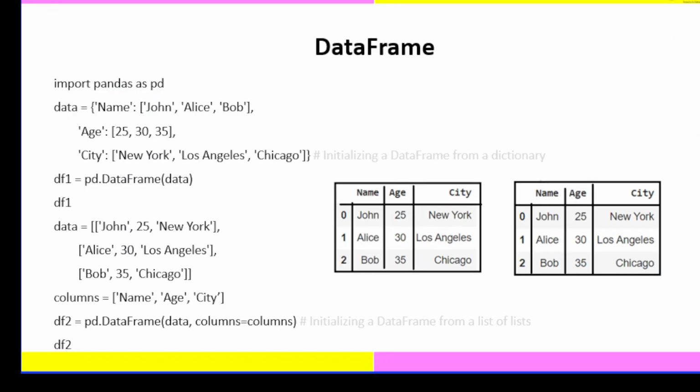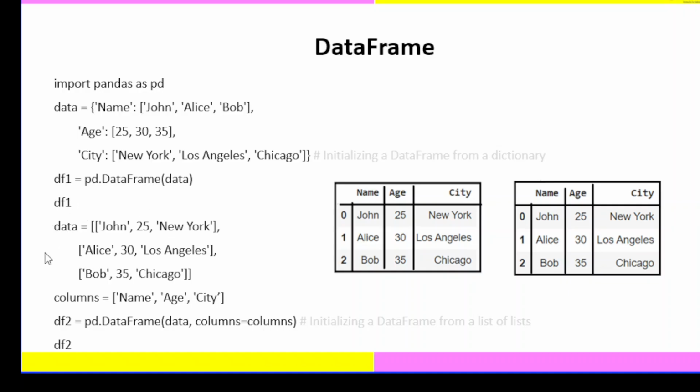So next comes the data frame. As I said, a data frame holds things like register number, name and so on. Now this is a dictionary where you give values in key-value pairs. Names are John, Alice, Bob, ages are 25, 30, 36, and cities are New York, Los Angeles, and Chicago. I am trying to print the data frame by calling the function DataFrame on this data, passing the data and printing the data frame. So this is the first data frame.